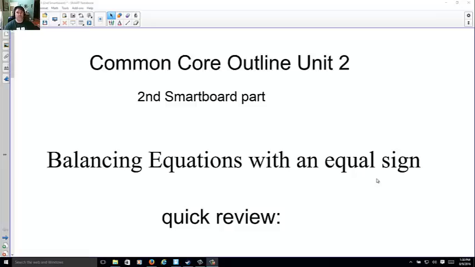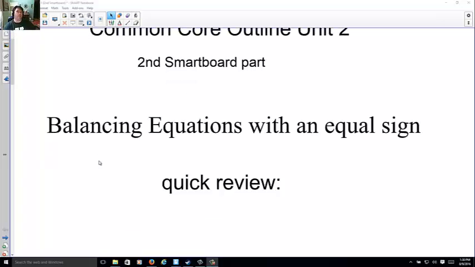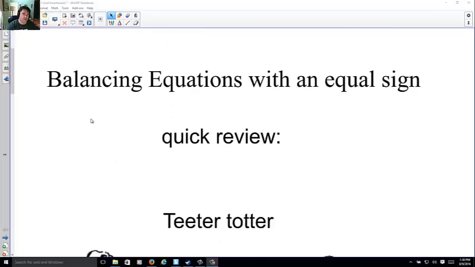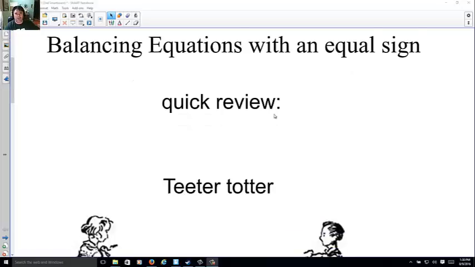Okay, so let's get started. Common Core Outline Unit 2, second smartboard part. We're going to do a bit of a spiral review, but we're going to give you a quick read just to make sure that you remember what we had to do here. Balancing equations with an equal sign.